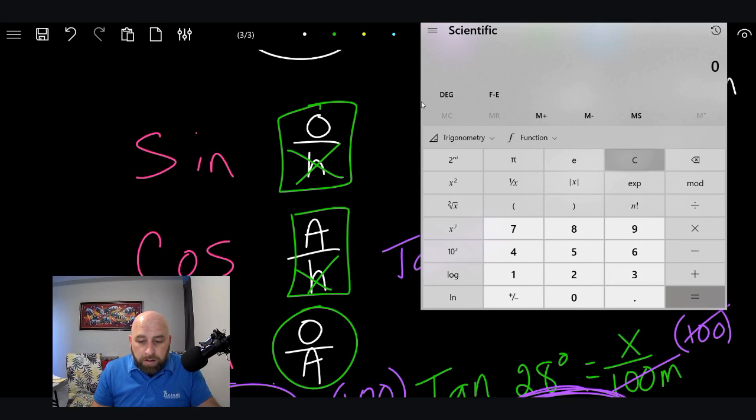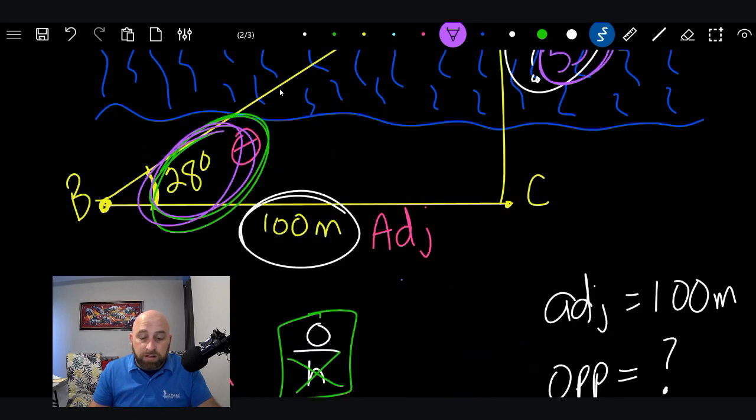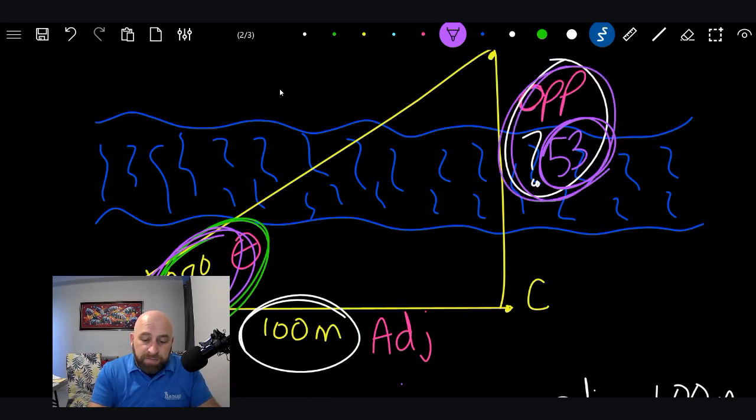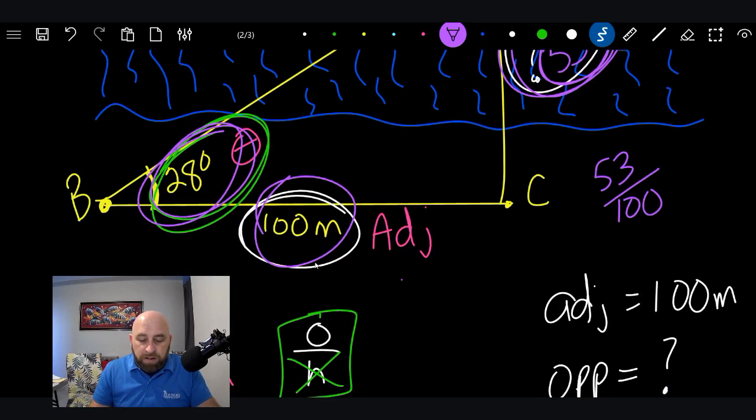So let's go back over here. On my calculator, I do 28, and then I do tangent. Tangent of 28 is 0.5317, so about 0.532. And now let's figure out the tangent using the 53 and the 100. Opposite over adjacent. So opposite is 53, adjacent is 100. So let's go ahead and divide that out.